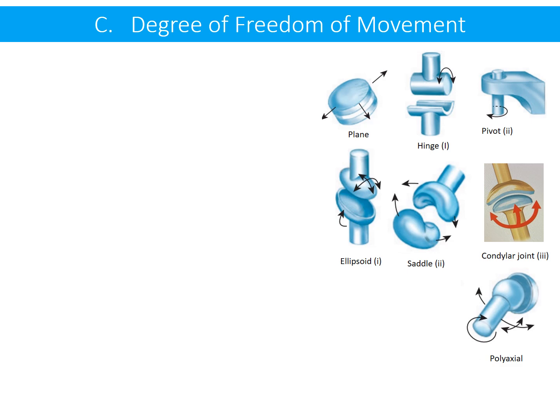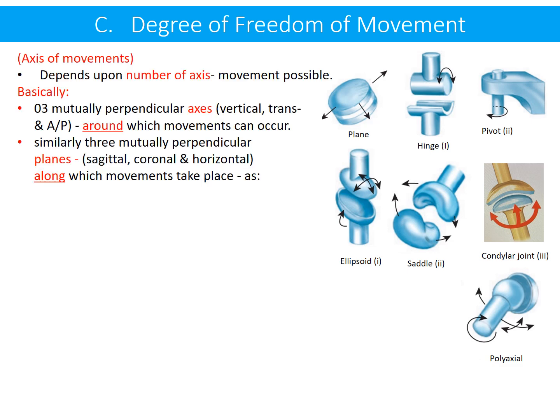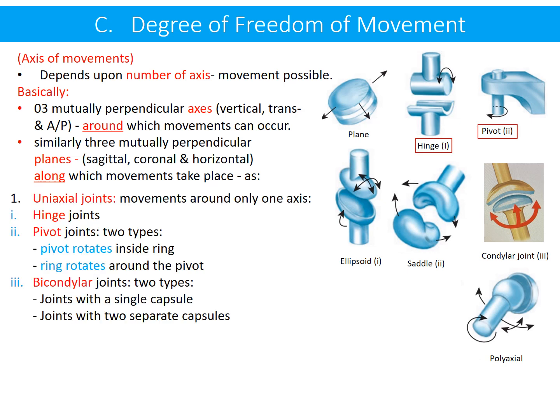Third classification of synovial joints is according to degree of freedom of movements, or axis of the movements. This classification depends upon the number of axes around which movements are permissible. One must know that basically there are three mutually perpendicular axes, that is vertical, transverse and anteroposterior, around which movement can occur. Similarly, there are three mutually perpendicular planes, that is sagittal, coronal and horizontal, along which movement can take place. Keeping this fact in mind, the joints are classified into three groups.